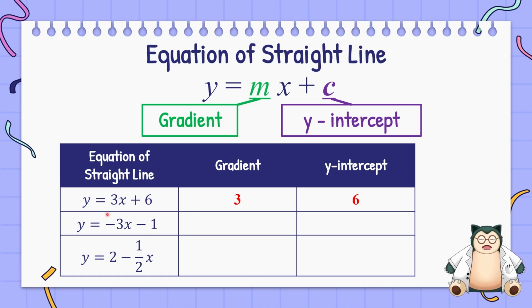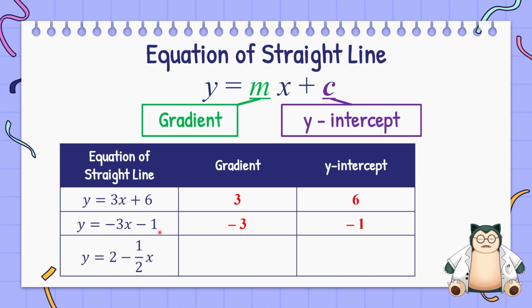Next, in this second part, we have -3x instead of just 3x. So is our gradient still the value 3? No. We'll be careful of the negative sign. Now our coefficient is -3, so our gradient is now -3. The y-intercept on the other hand is not just 1, but we also have to account for the minus sign in front. So we have -1. So our y-intercept is just -1, as that is our constant term that's added to the equation.